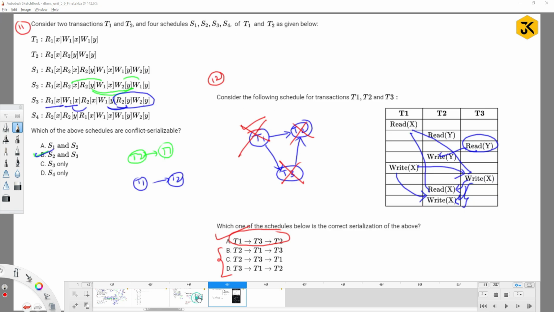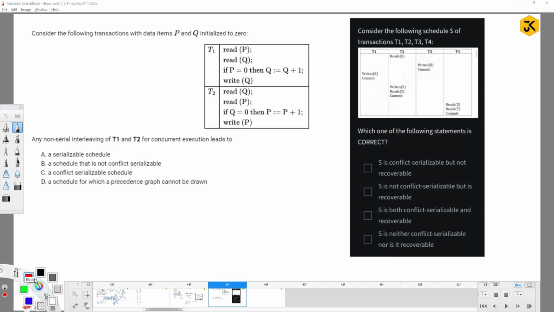Next one, I think the 13th one. This might be the 14th one. Right? So try to observe. Consider the following transactions with data items. Just read this one. What might be the answer?